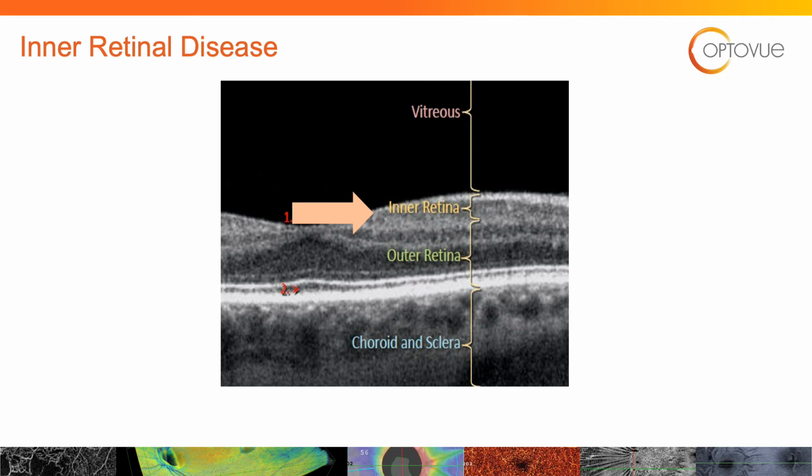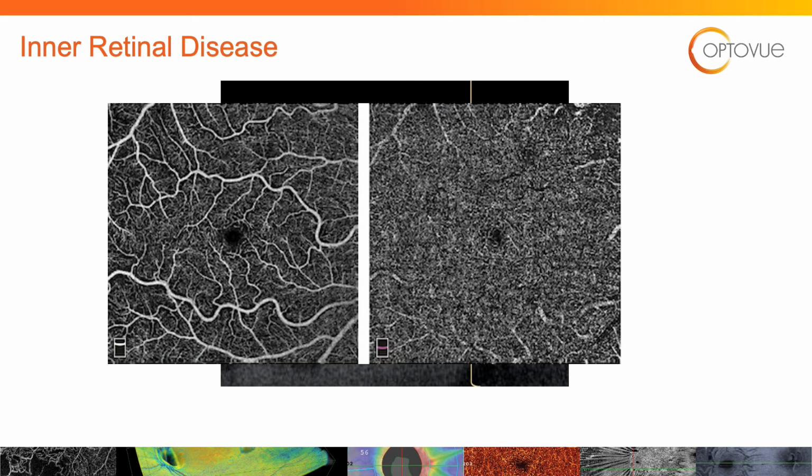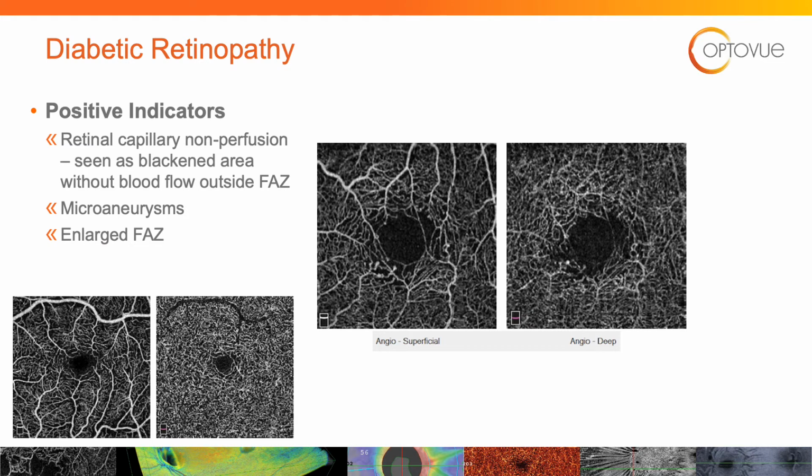When you're looking at intraretinal disease, things that OCT angiography are very useful for are things like diabetic retinopathy. Remember that diabetic retinopathy affects the inner retina, so we want to focus our attention on the superficial and deep capillary slabs or superficial and deep angiograms. As you can see on the bottom left, that is what the normal superficial and deep angiogram segments should look like. On the right, you can see what a patient with diabetes might look like.